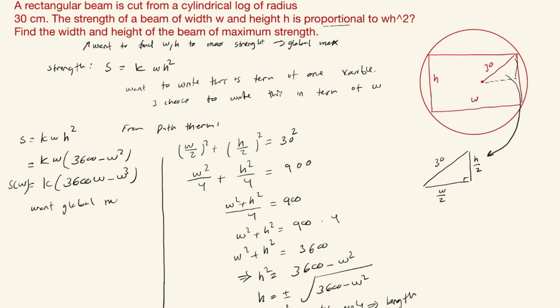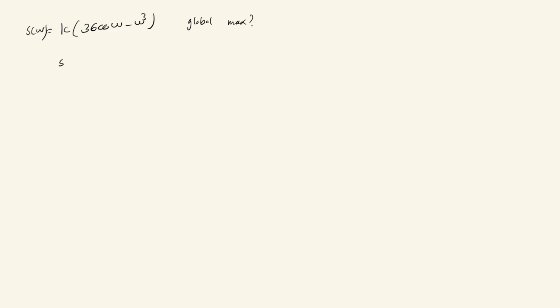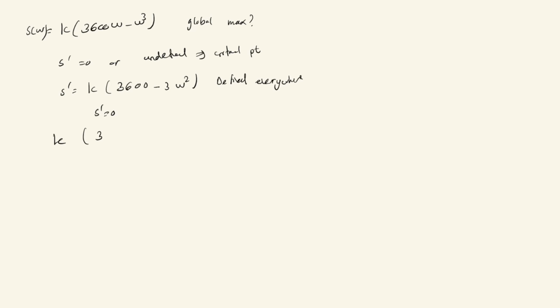Again, maximum strength means we want to find the global maximum. So again, this is the strength and we want to find the global maximum. So first we have to find a critical point. Is there where the function S of W is equal to 0 or undefined? So now we're going to take the derivative of the function. We're just using the power rule in here. Notice here the derivative is defined everywhere, so we don't have to worry about that. Now where is the first derivative 0?